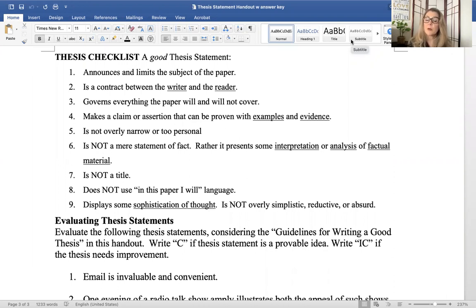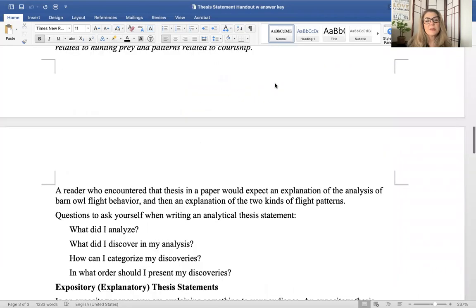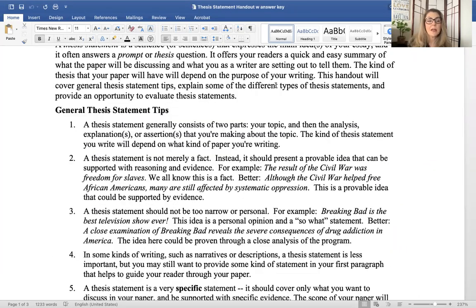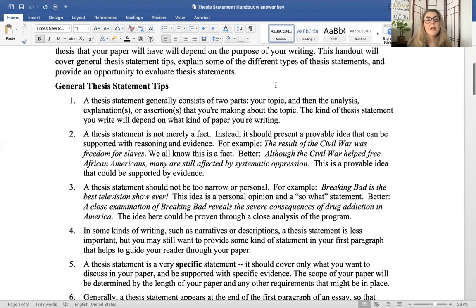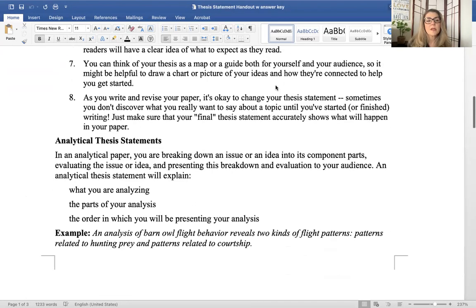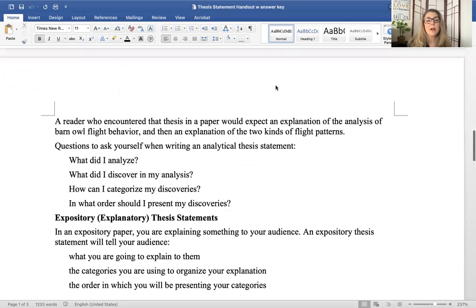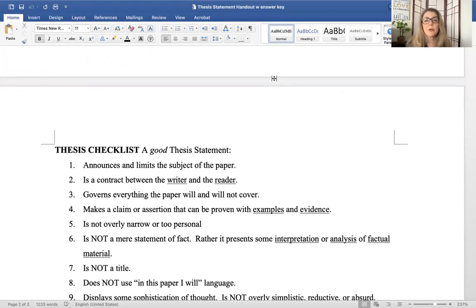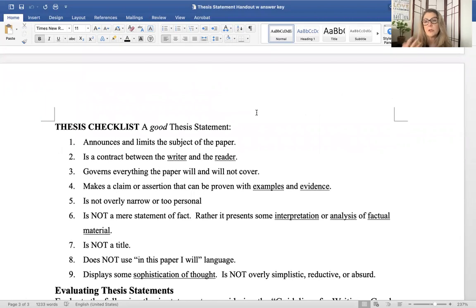If you haven't watched part 1 of writing a thesis statement, please do so because I go over the specifics of what a good thesis statement is. I give some general tips for writing a good thesis. I also give some examples of different kinds of thesis statements. So it's real important that you watch part 1 before you continue to part 2, this part. So please keep that in mind.